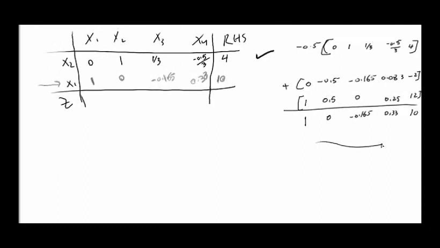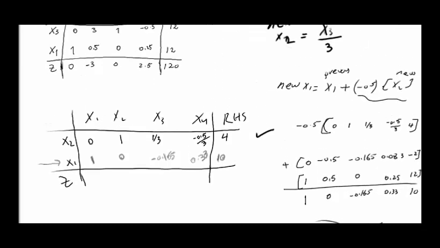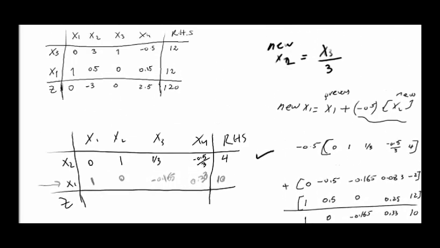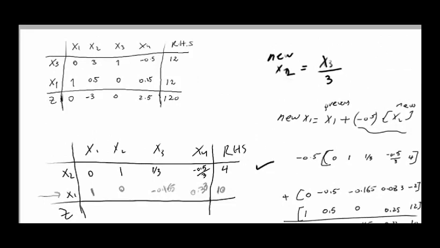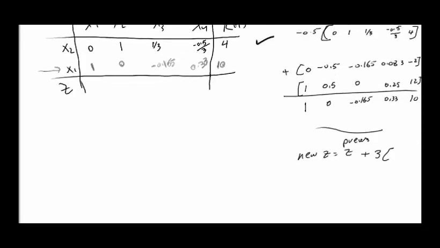Same idea with z. The new z will be equal to the previous z plus, you need to see, because here z was 3, and because this is the column of the internal variable, we take this with the opposite sign, which is 3 positive, times the new row of x2. First we take 3 times the new x2: 0, 1, 1/3, over 3 and 4, and we got 0, 3, 1, and here 12.